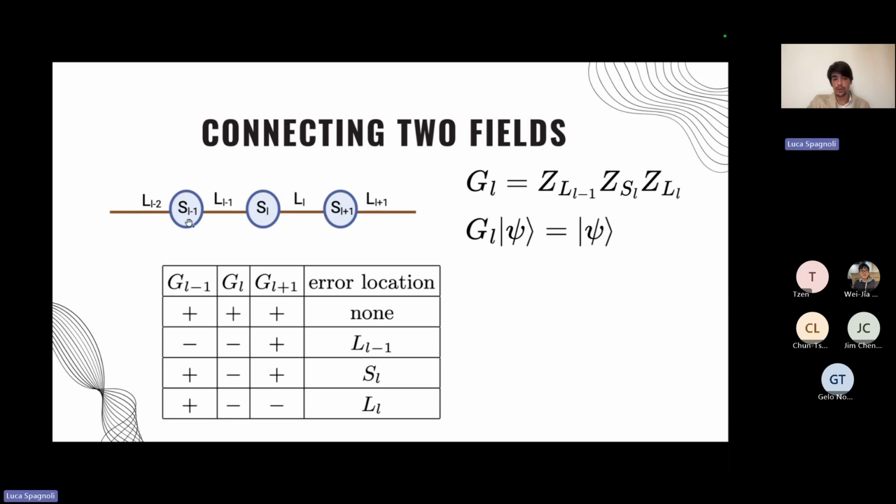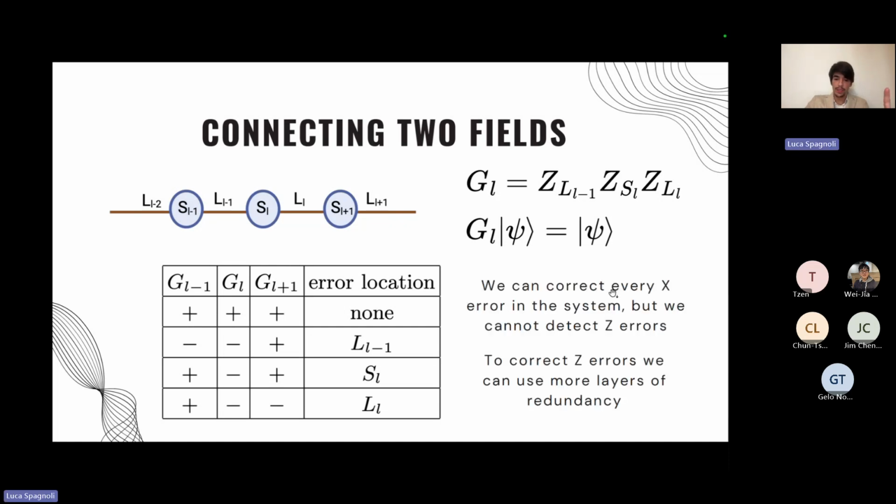Measuring the Gauss law on these three sites, I'm able to correct errors on the three middle qubits, so the middle site, the link before and the link after. If I want to extend the correction to the site after, so site and link after it, I will need to measure the Gauss law again after, right? So L plus two. But if you think of a one-dimensional system with a periodic boundary condition, if I have n sites, I measure n Gauss laws, I'm able to correct every single qubit X error.